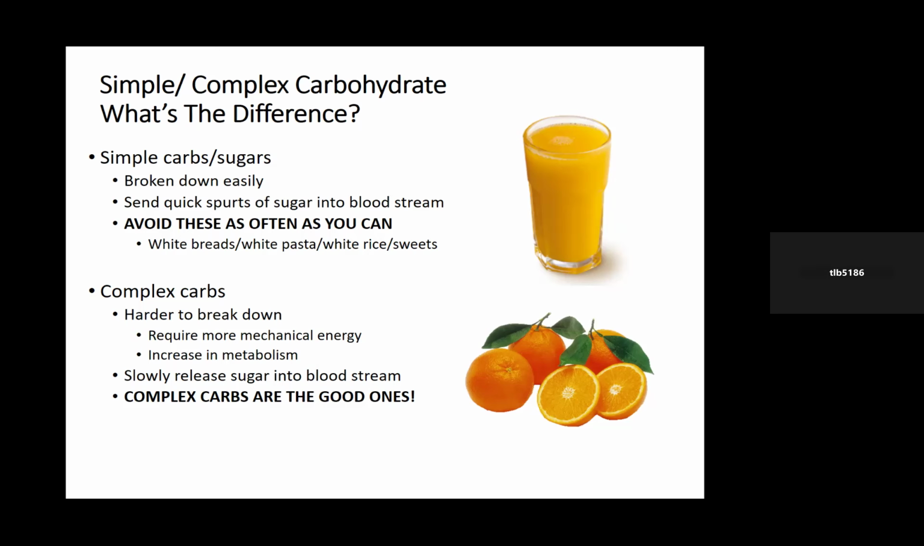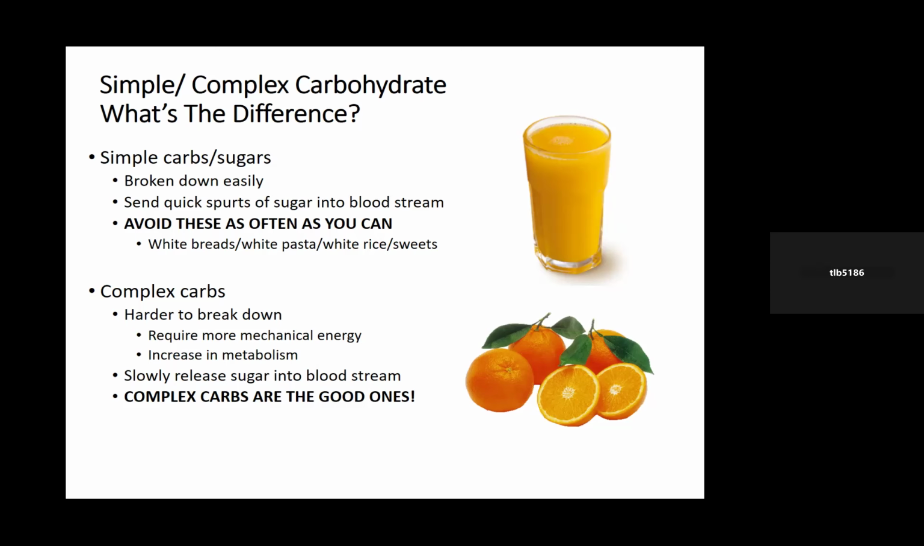A complex carb is one that is harder to break down. It requires mechanical energy, such as chewing, swallowing, digesting, and it increases the metabolism. It is released slower in the bloodstream than a simple carb. If you think about it this way, what do you have to do to digest a glass of orange juice? You pick up the glass, you put it to your lips, you pour it in your mouth and swallow. It immediately is absorbed into the bloodstream and causes elevation in the blood sugar.